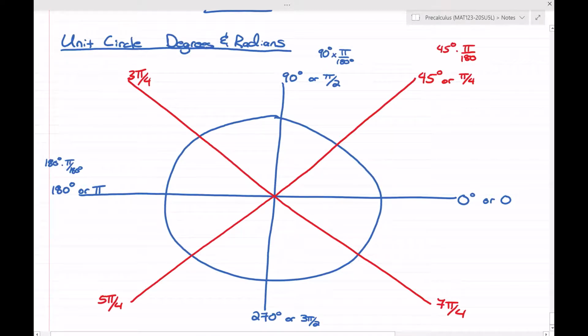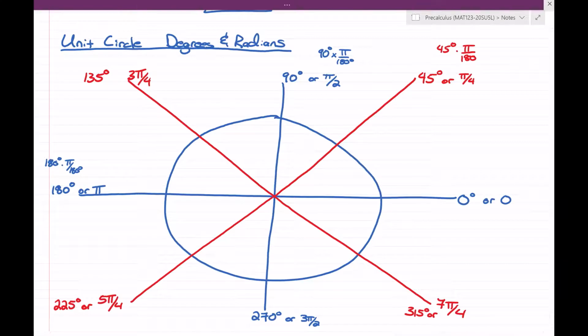Now let's just write the degree equivalent of those. So 3 pi over 4, 3 times 45 would be 135 degrees. 5 times 45, this angle right here would be 225 degrees. And then 7 pi over 4, this would be 315 degrees. Okay, so that's going up by 45s.